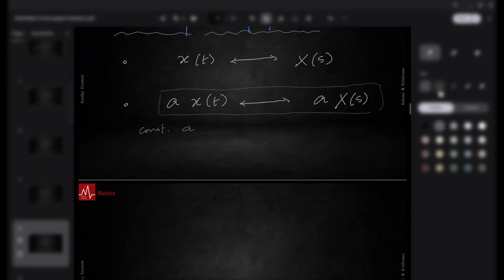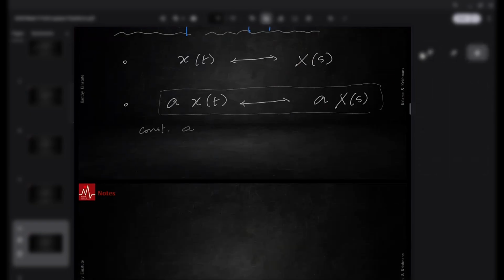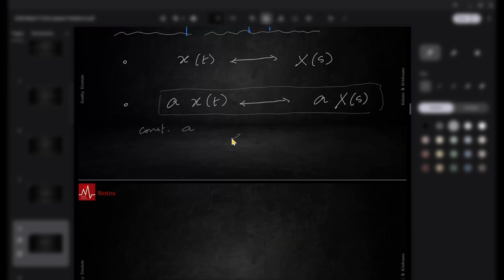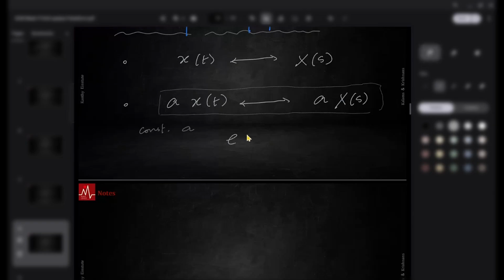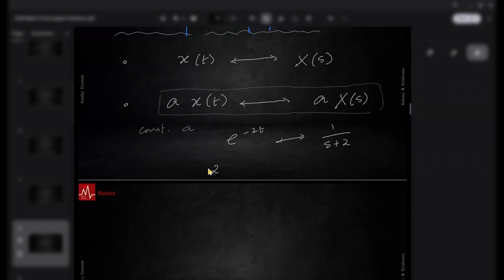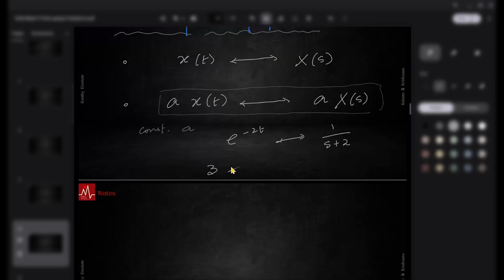So for recall purposes, let me quickly do this. The Laplace transform of e power minus 2t is 1 by s plus 2. Notice this blows up at s equals minus 2, that coefficient. Now let's say 3, to distinguish what is what: 3 e power minus 2t transforms to 3 by s plus 2.